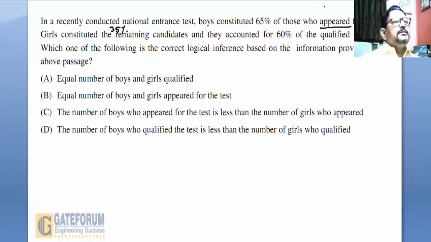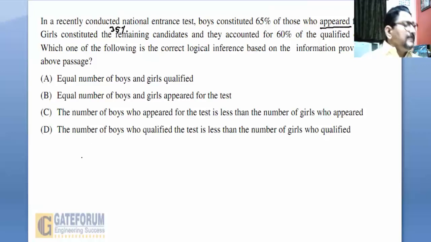If 100 appeared, then 65 were boys and 35 were girls. So the number of boys will be more. They are saying less here. So this is also not the correct inference. By default, then the fourth one must be correct.